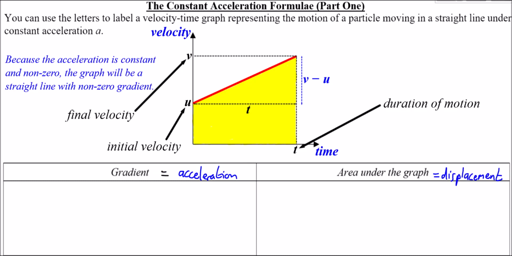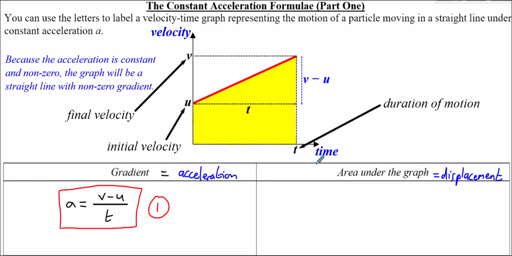So let's work out the gradient. The gradient, which is the acceleration, is the change in y, the v-axis in this case, which is v minus u, divided by the change in the horizontal axis, which we can see here is t. So therefore, a equals v minus u divided by t. That's the first SUVAT equation we've proven from first principles.